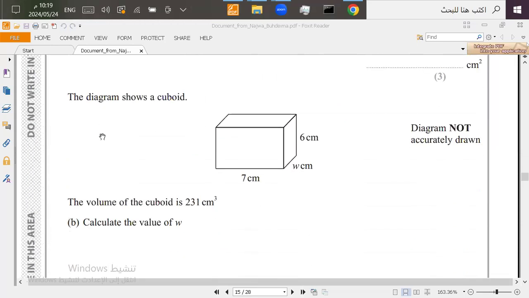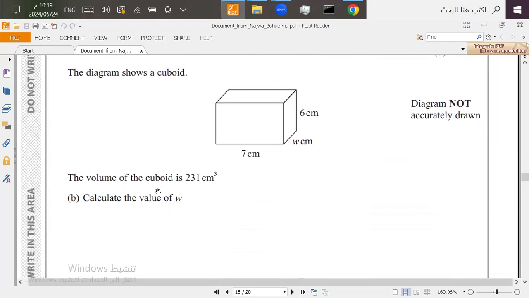The diagram shows a cuboid. The volume of the cuboid is 231 centimeters cubed. Calculate the value of W. This is the W, which is the width. We have the length, we have the height. Now, the volume of the cuboid equals what? Let's write it here. Volume equals width times length times height. This is the formula of the volume. We're going to use this formula to find the value of W.